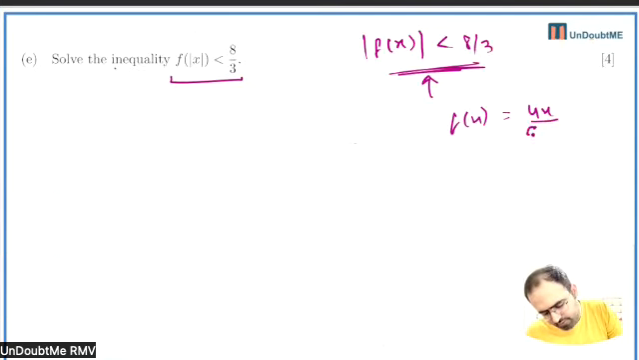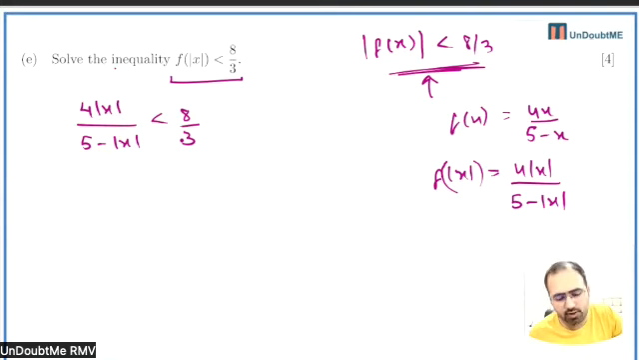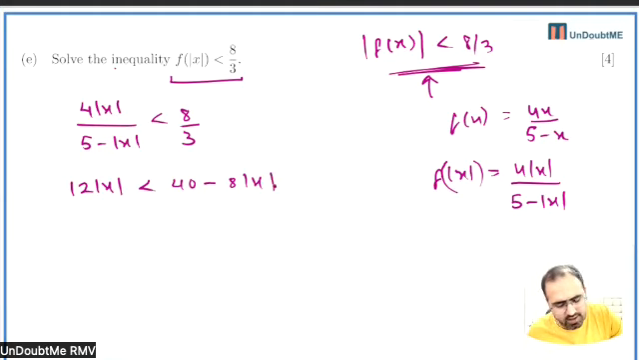So f of x is 4x over 5 minus x. f of mod x will be 4 mod x over 5 minus mod x. I'll just place everything over here and solve it like a normal inequality. For the time being, don't treat it as mod. We will consider it in the end. After that, we'll do cross multiplication. 3 goes there, so it will be 12 mod x. 5 minus mod x goes on the other side, so it will be 40 minus 8 mod x. Minus 8 mod x comes to the left, it becomes 20 mod x, and here I have 40. Finally, I have mod x less than 2.